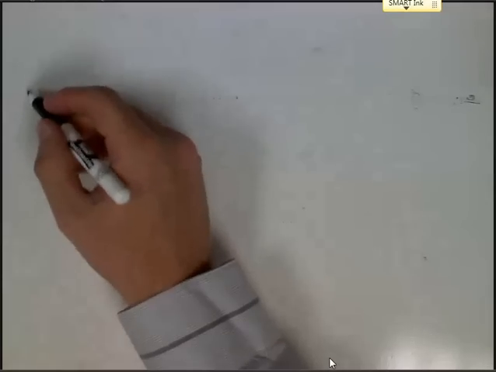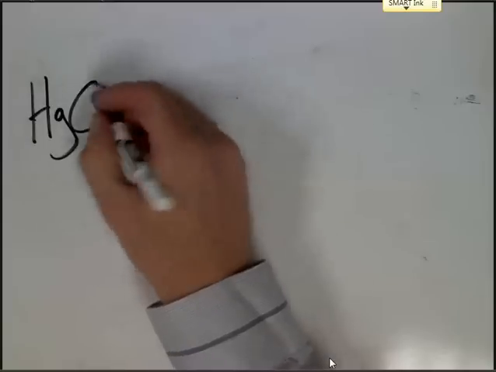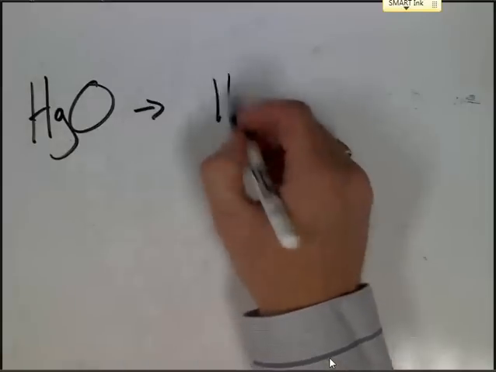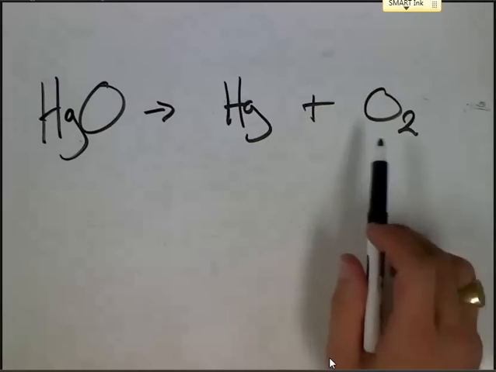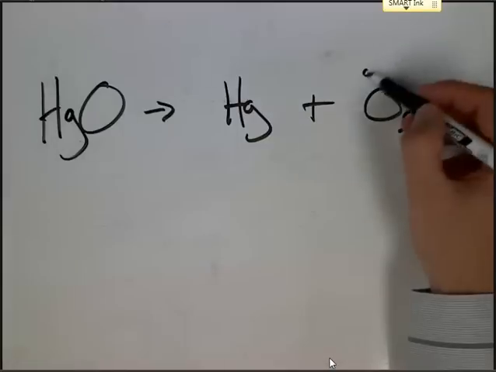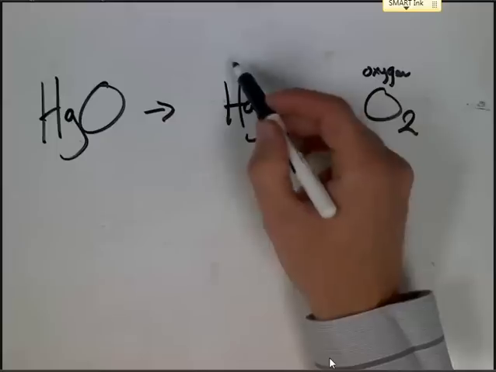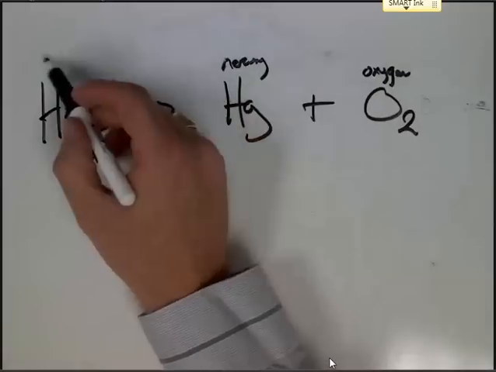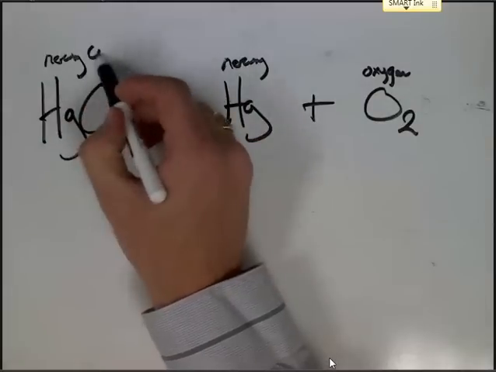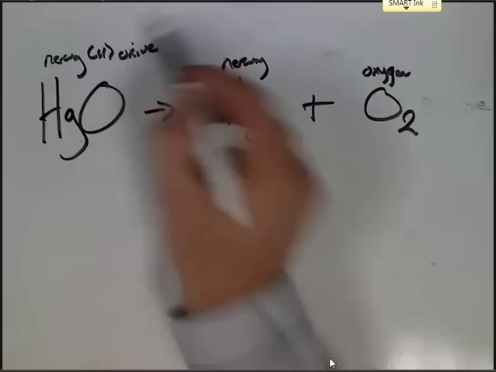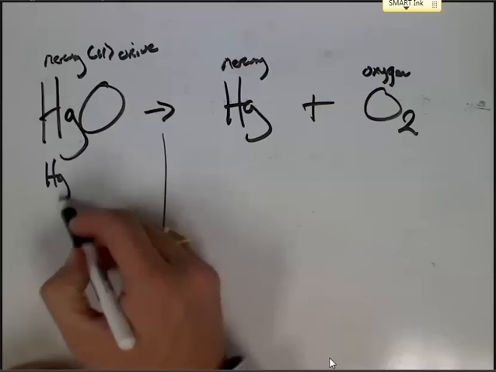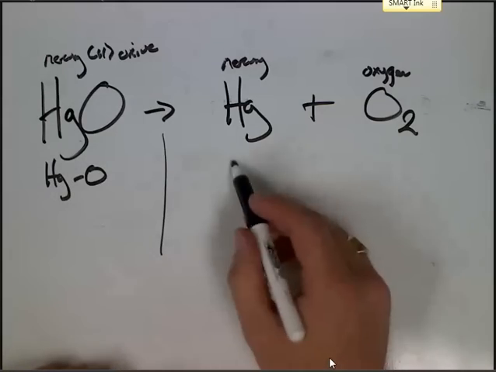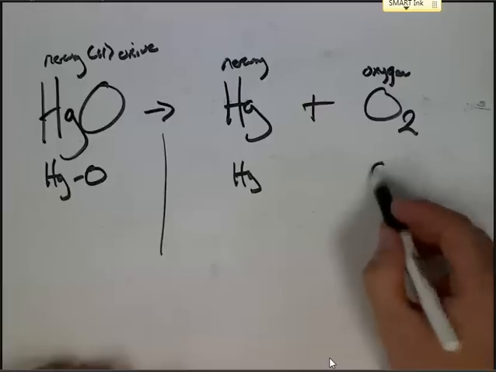The next one we'll do is this: HgO yields Hg plus O2. Remember, whenever we see oxygen listed by itself, it is going to be a diatomic. And this is mercury, this is mercury 2 oxide. So we can identify this right here. Let's go ahead and draw out. This is an Hg bonded to an O. This is Hg, and this is O bonded to O.